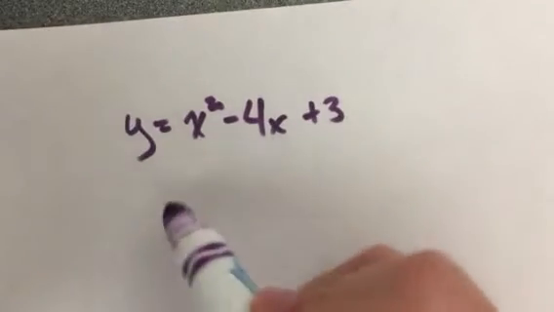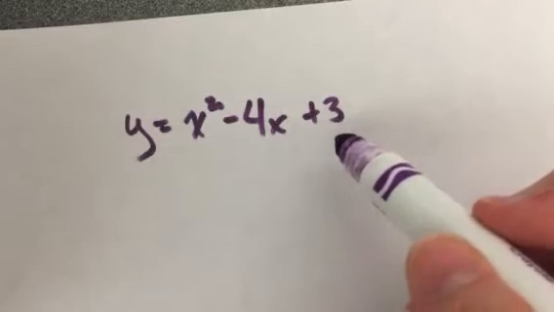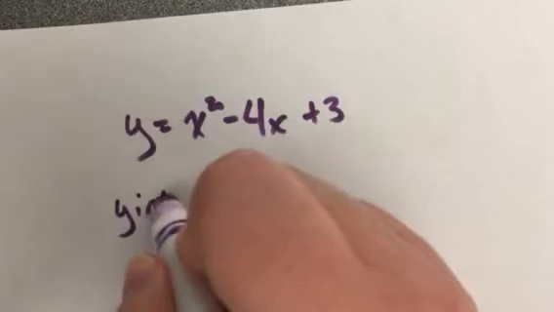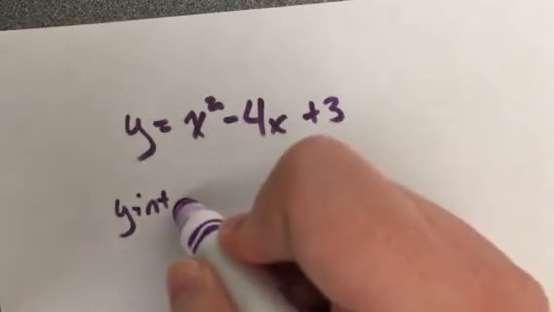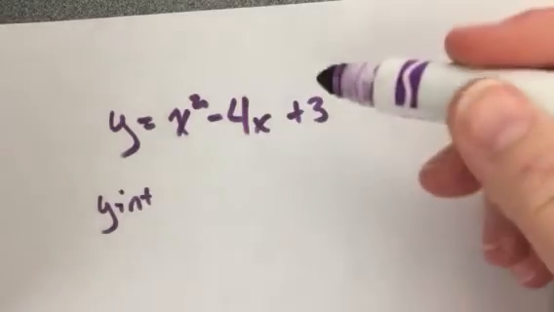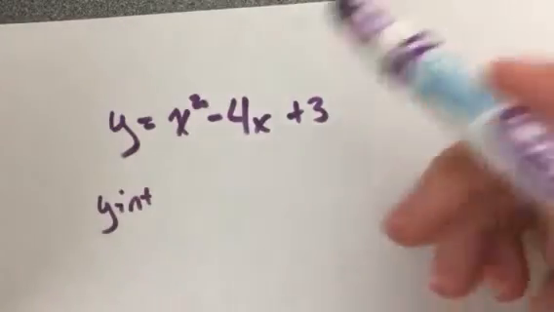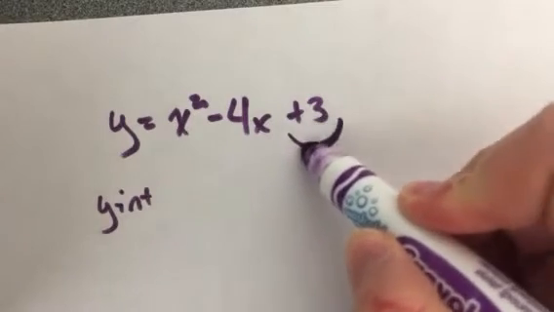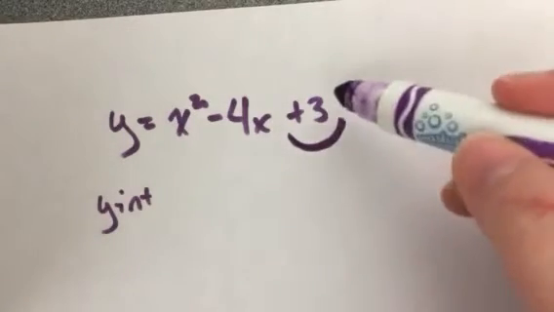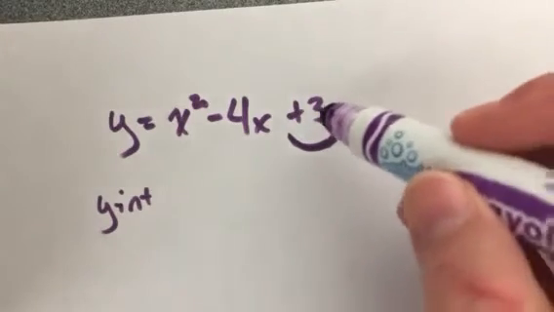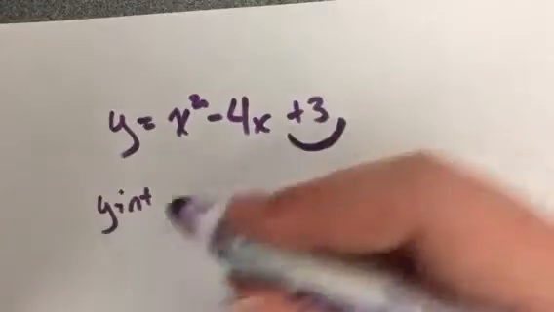You can do a couple of different things when you're given the equation of a quadratic to find your y-intercept. First, you can just look at the equation. It tells you what the y-intercept is without you actually having to do any work. Your y-intercept is going to be this last value in the equation that does not have a variable attached to it. So your y-intercept for this particular quadratic is at +3.